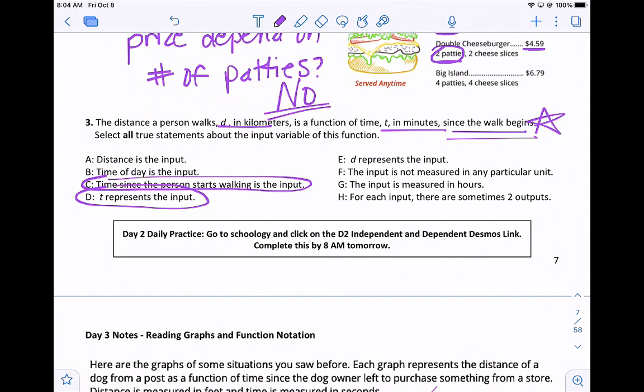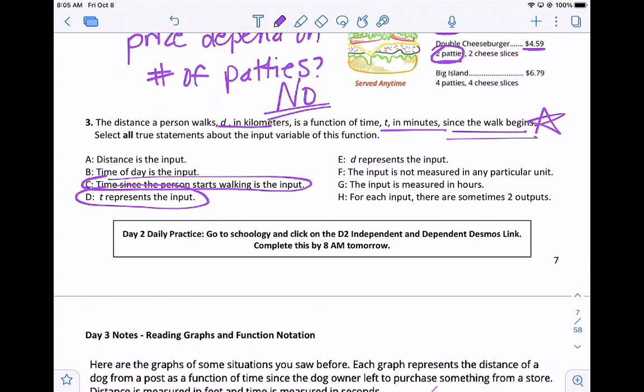D represents the input, no. The input is not measured, no, that's not true. The input is measured in hours. Nope, it's in minutes. And for each input, there are sometimes 2 outputs. No, because you can't be in 2 different places at once. So here there's only 2 statements that are true, C and D.